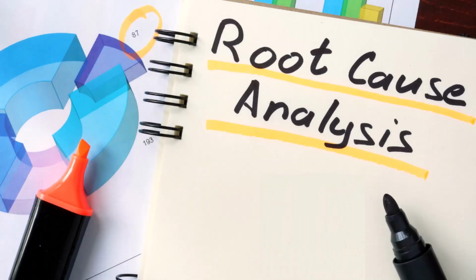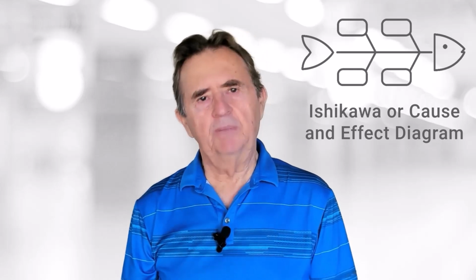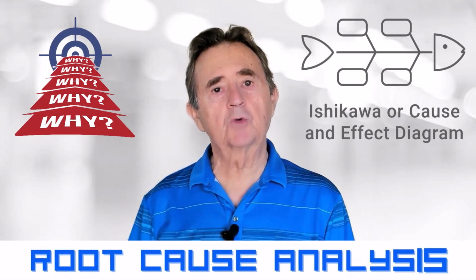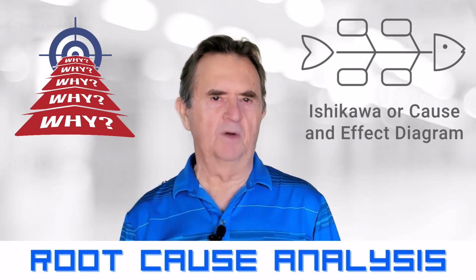Another popular problem analysis technique is root cause analysis, or RCA, using a fishbone diagram. It's also known as an Ishikawa diagram or a cause and effect diagram. Building on the last two lessons about the 5 whys, this method offers a more structured approach to identify and visually represent the root causes of a problem.